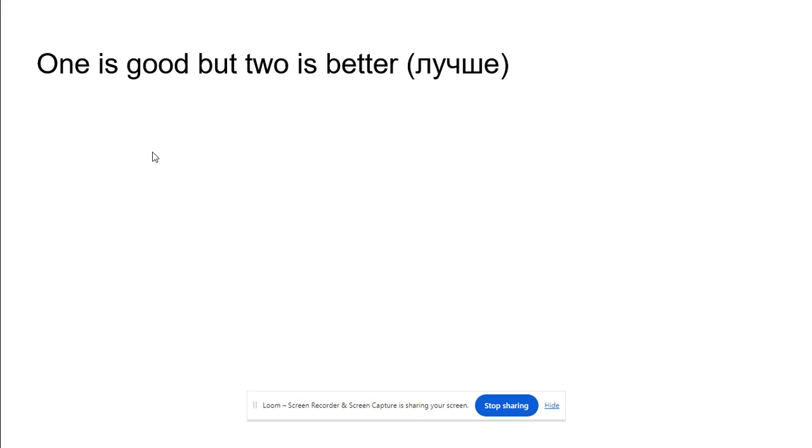One is good, but two is better. We may have gone over with this, we may have not. The word for better is лучше. Do you remember how to say two? You will need it for this sentence.